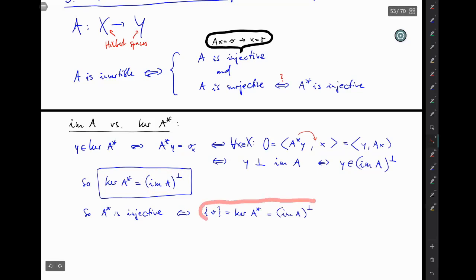And this looks kind of promising because it's saying that the image of A is so large that its orthogonal subspace is just the trivial subspace consisting of the null vector only. Okay, so can we conclude from here that the image of A is the whole space and therefore A is surjective, which would eliminate this question mark?